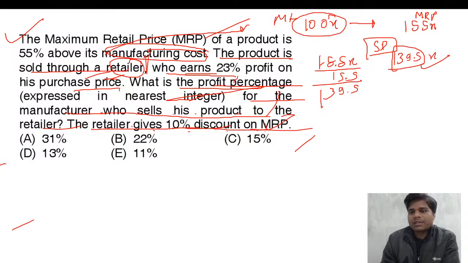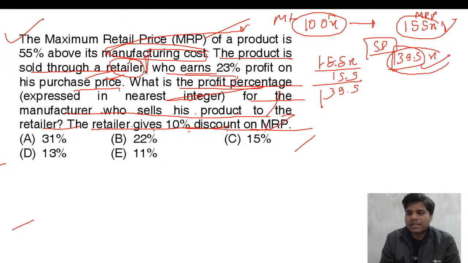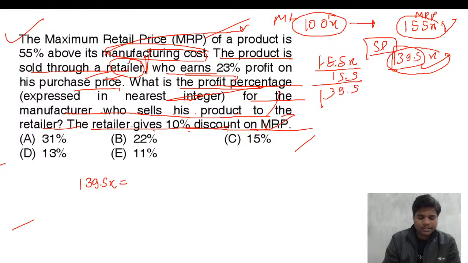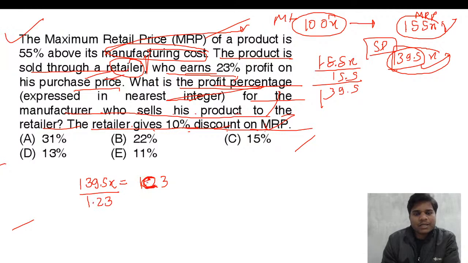So basically we have taken the manufacturing cost, then after the markup this becomes the price, after this it is sold to the retailer, then the retailer sold it at 10% discount. Now we're going to get the price at which the retailer purchased. At this price, the retailer is making a profit of 23%. So 23% of this, 1.23. Suppose this is y. So this is the price at which the manufacturer has sold.